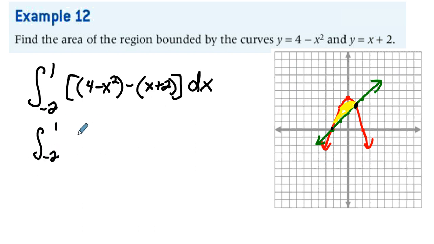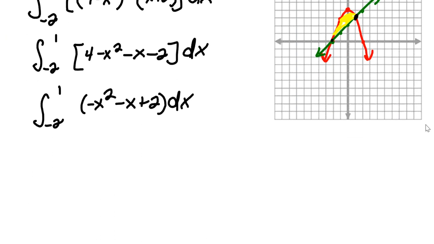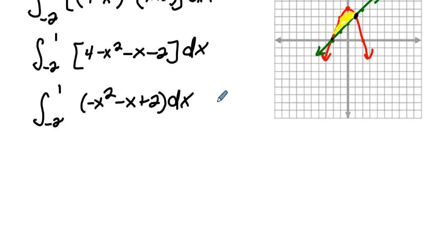So -2 to 1, and then we have 4 minus x squared. Be careful with the subtraction, you're subtracting everything, so minus x minus 2, which is -2 to 1. That gives -x squared minus x plus 2. Whether you use square parentheses or regular parentheses is no big deal. So now at this point I have it simplified down, so now I'm going to go ahead and integrate this.